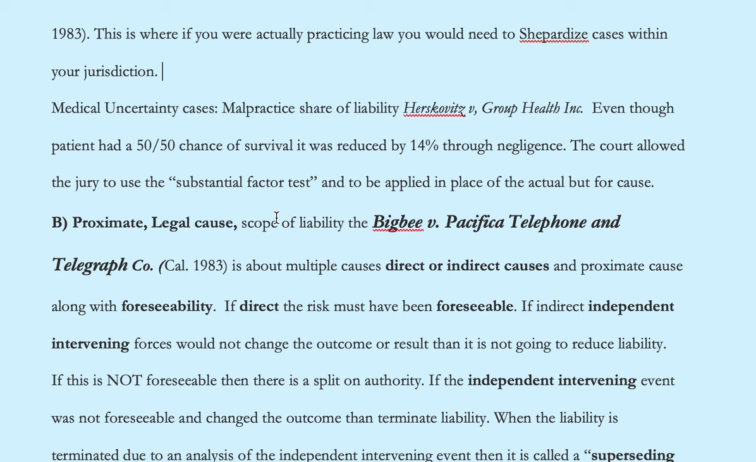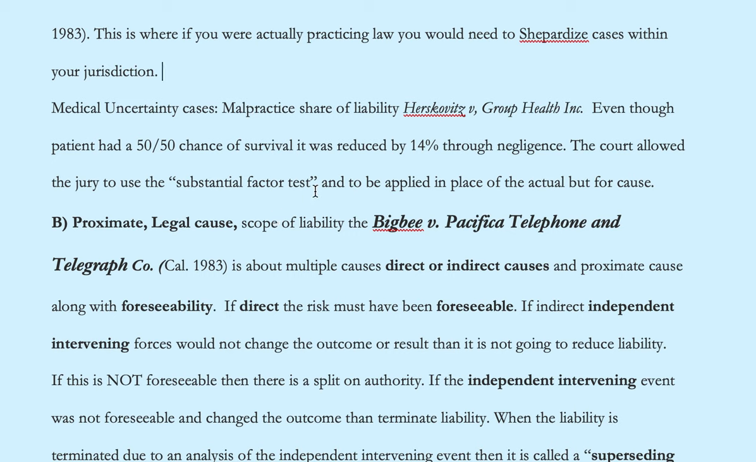So medical uncertainty, medical malpractice, and share of liability, again, Herskovitz versus Group Health. Even though this patient had a 50-50% chance of survival, the chance was reduced by 14% through negligence. So this is another sort of spin on the market share, and the court basically allowed the use of the substantial factor test.